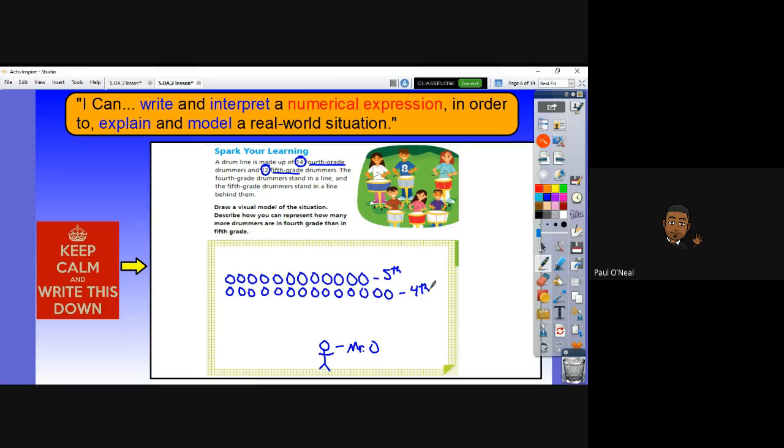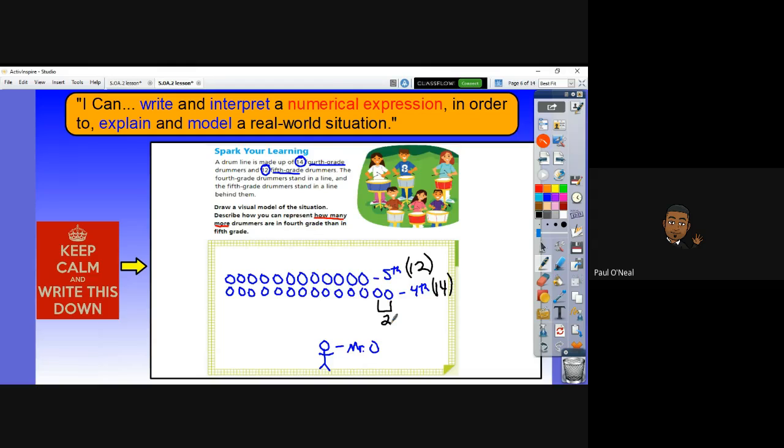It says, describe how you can represent how many more drummers are in fourth grade than in fifth grade. So key words right here, how many more? How many more fourth grade drummers are there than fifth grade drummers? Well, if you say that fifth grade has 12, that's what's being said, right? Fourth grade has 14, and we can see that here. We see that these two right here are the extra drummers, right?